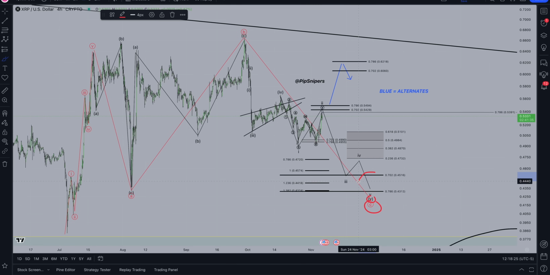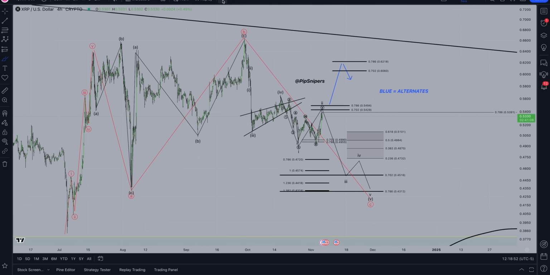And then once we wick down here to 0.43 to 0.45, then it's likely we'll either see an ABC correction from there or an impulsive move up out of this macro range. So it wouldn't be a bad idea to dollar cost average very heavily down within this region, or all the way down here as we come down.